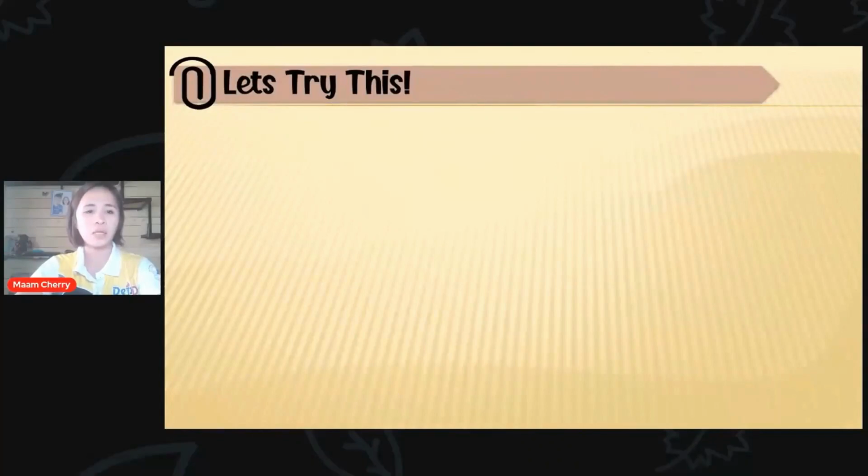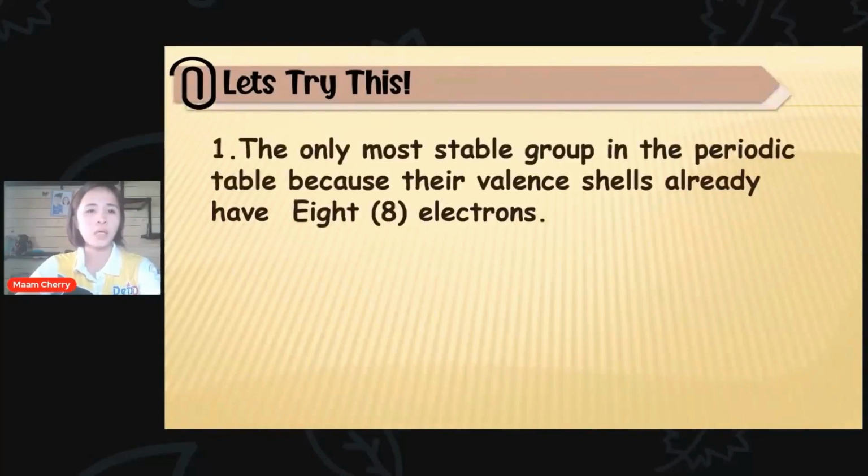So let's try to answer these 5 questions given here. So first question is number 1. So ganun po, itatype nyo po sa comment box yung letter of the correct answer or pwede rin po ilagay yung mismong word ng sagot. Okay po, ulitin ko, itatype nyo po sa comment box yung letter of the correct answer or pwede rin po ilagay yung word, yung mismong sagot.